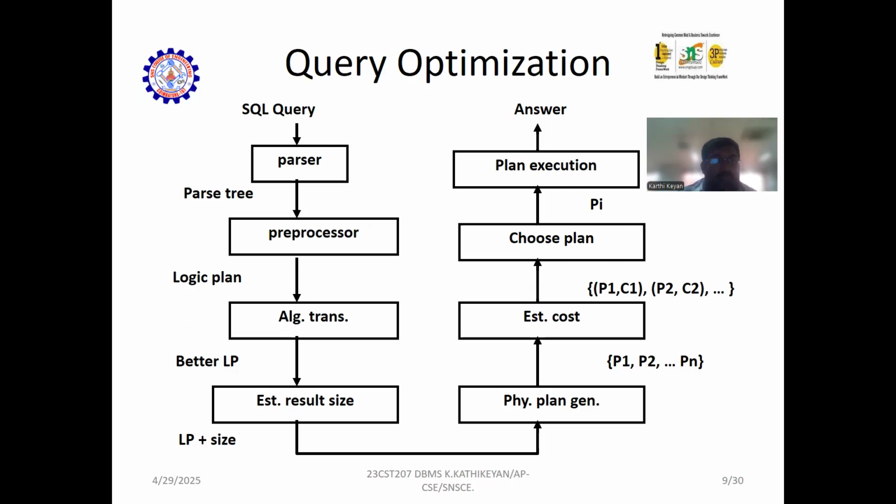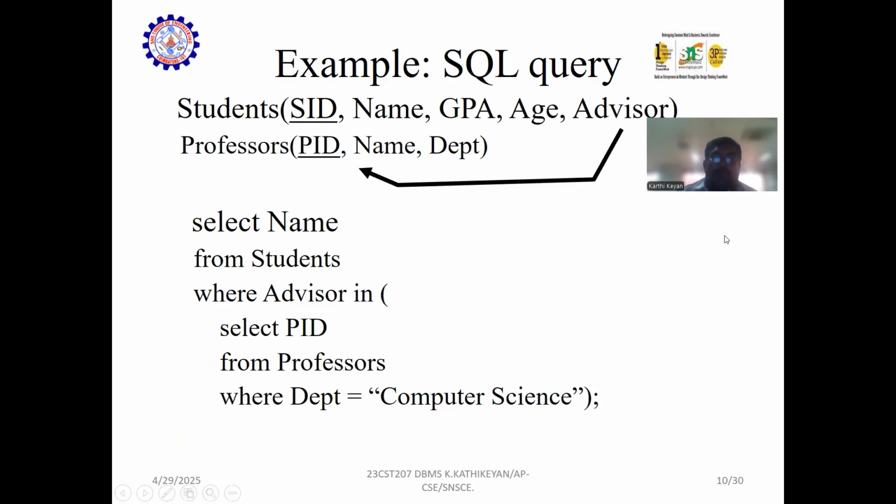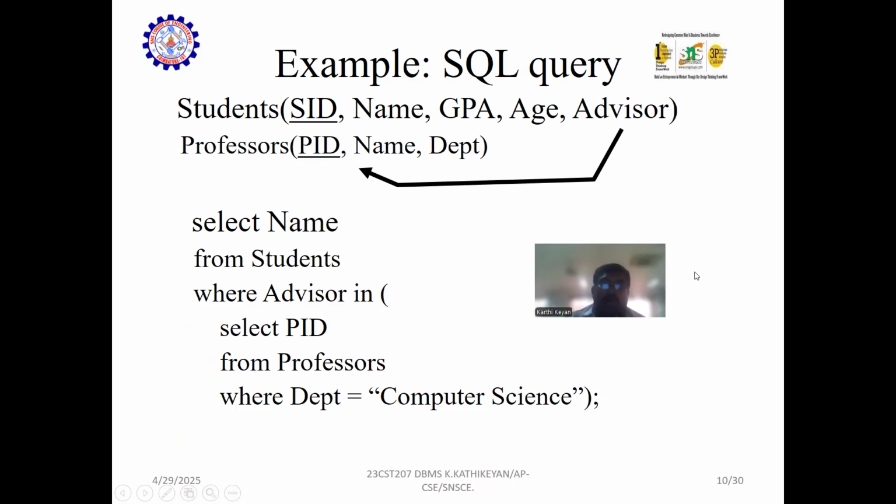For one of the examples, an SQL query on student: student ID, name, GPA, age, and advisor; professor: PID, name, and department. For example, here: select the name from the student where advisor in (select the PID from the professor where the department equals computer science). Once I give this to your system, this is a way to represent it.